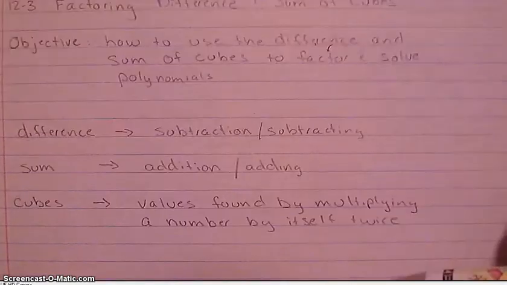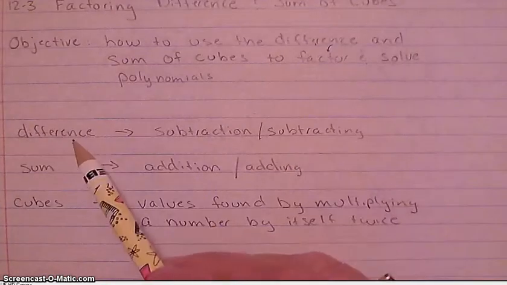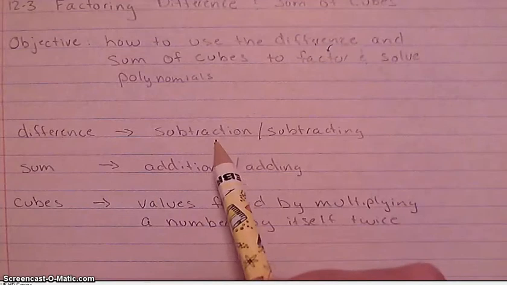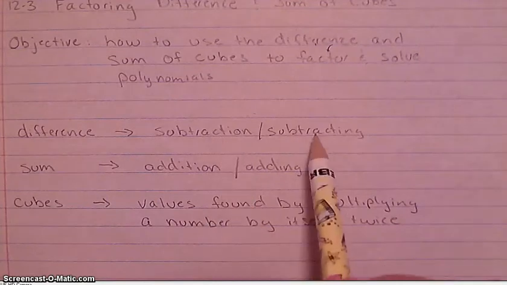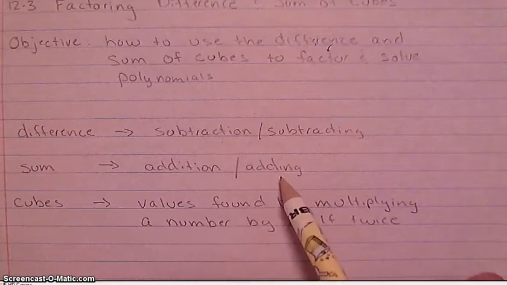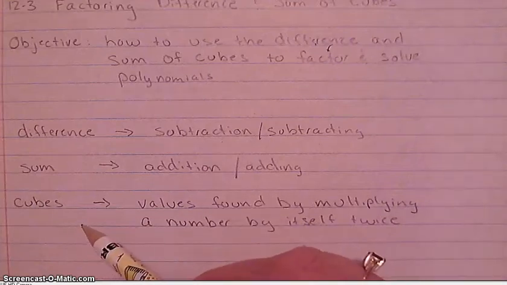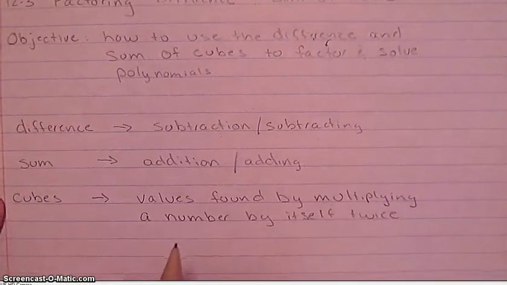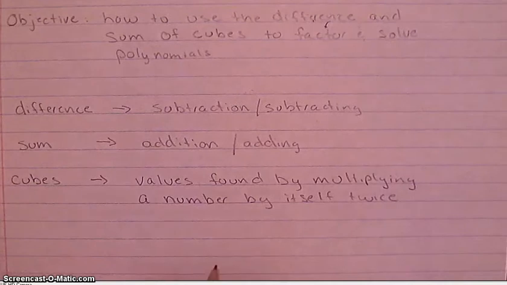cubes. Okay, the vocab we want to look at, remember, is difference, which we talked about in last night's video, with subtraction or subtracting. The sum is addition or adding, and tonight we're going to talk about cubes. And a cube is a value found by multiplying a number by itself twice.